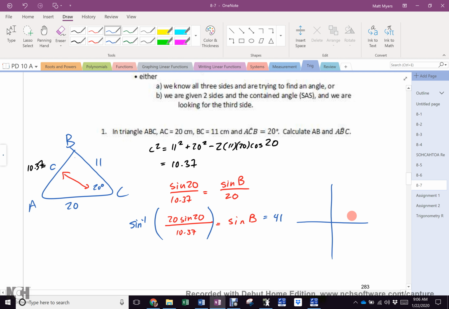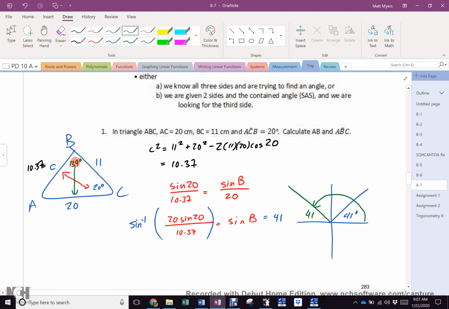Because of course we know that 41 is right there, yes? But isn't there another angle that has that exact same sine? Where does it live? Over there. If this is 41, what's this? 180 minus 41, which is 139. So what is this really? 139. Now it's across from the biggest side. Everybody understand? Yeah?